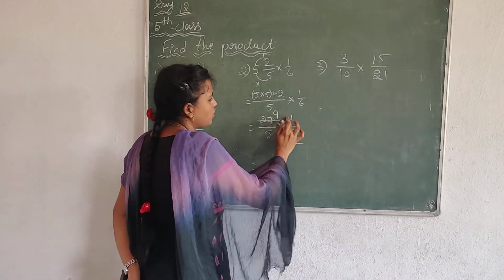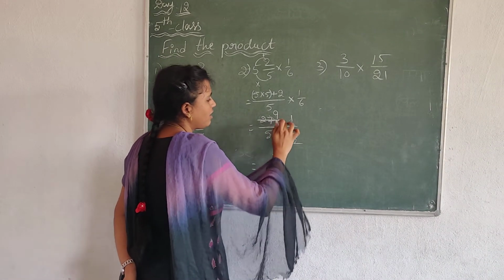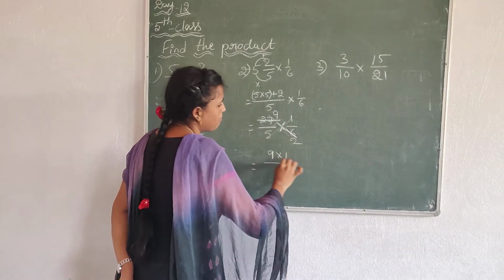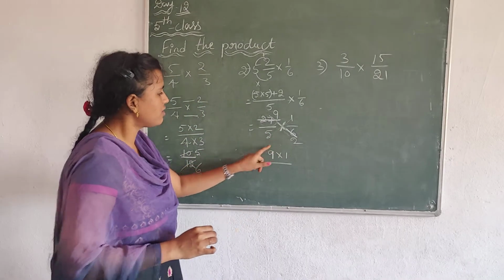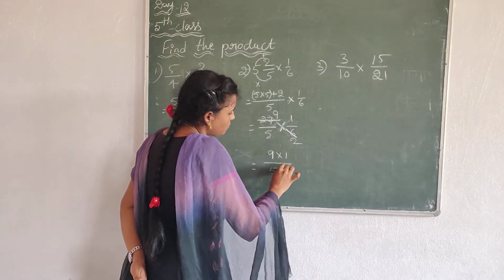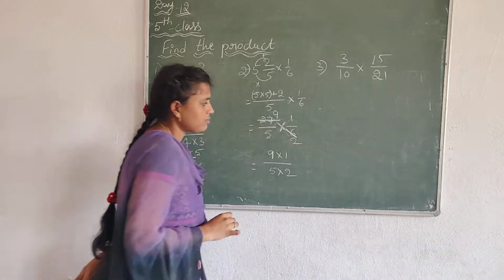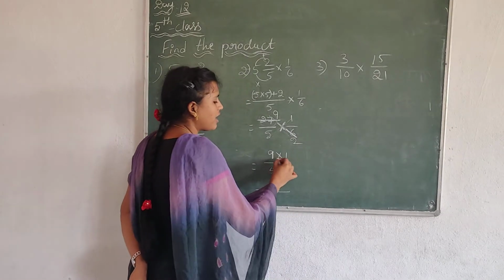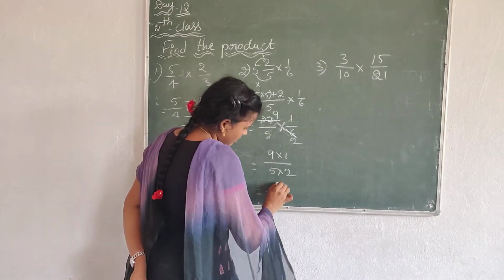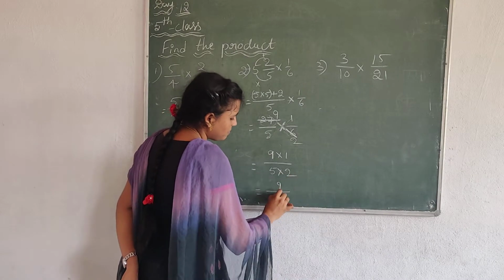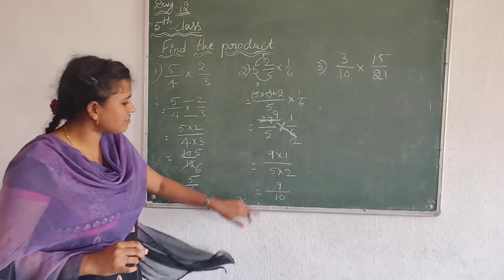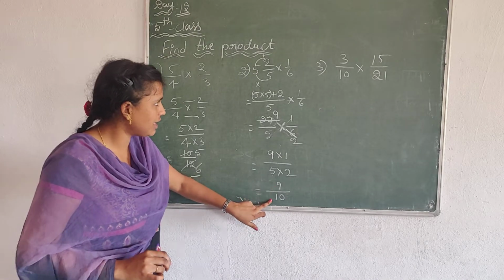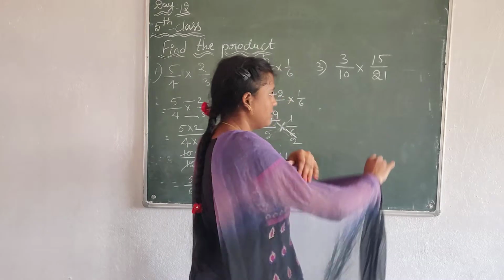Let's take both numerators in the same numerator place: 9 into 1 by 5 into the denominator 2, 5 into 2. Equal to, write down: 9 1s is 9, 5 2s is 10. What is the answer? 9 by 10. The answer is 9 by 10.